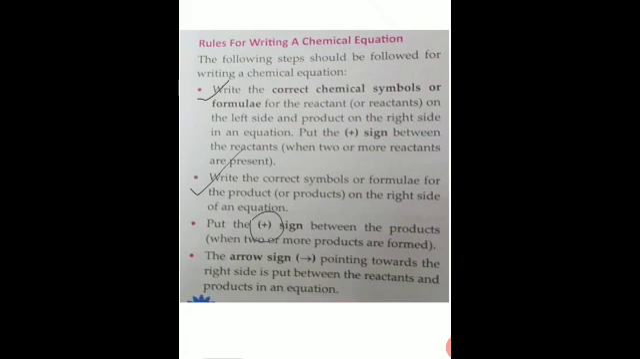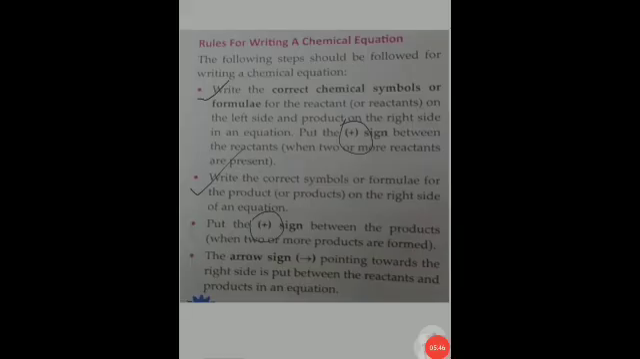Is it clear? Then the arrow sign pointing towards the right side is put between the reactants and product in an equation. Is it clear? So the arrow sign is put between the reactants and the products in an equation. Now let's take some examples and practice it.